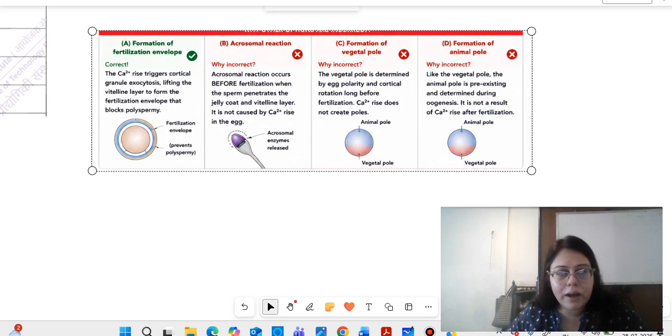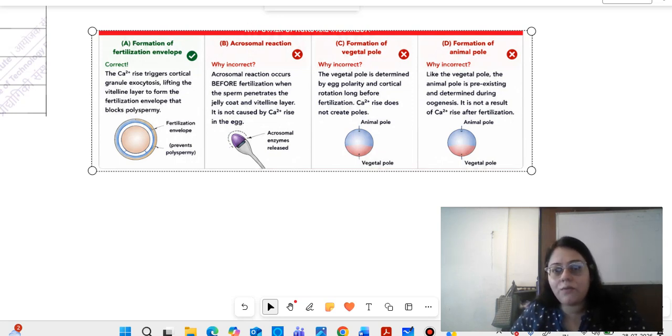The acrosomal reaction is incorrect, as we know that the acrosomal reaction occurs before fertilization. When the sperm comes into contact with the ovum, it penetrates the jelly coat, the zona pellucida layer and the vitelline layer, but this is not caused by calcium. The enzyme hyaluronidase is present in the acrosomal reaction, which helps in the dissolution of the vitelline membrane or the zona pellucida of the ovum. So this is not related to calcium ion concentration.